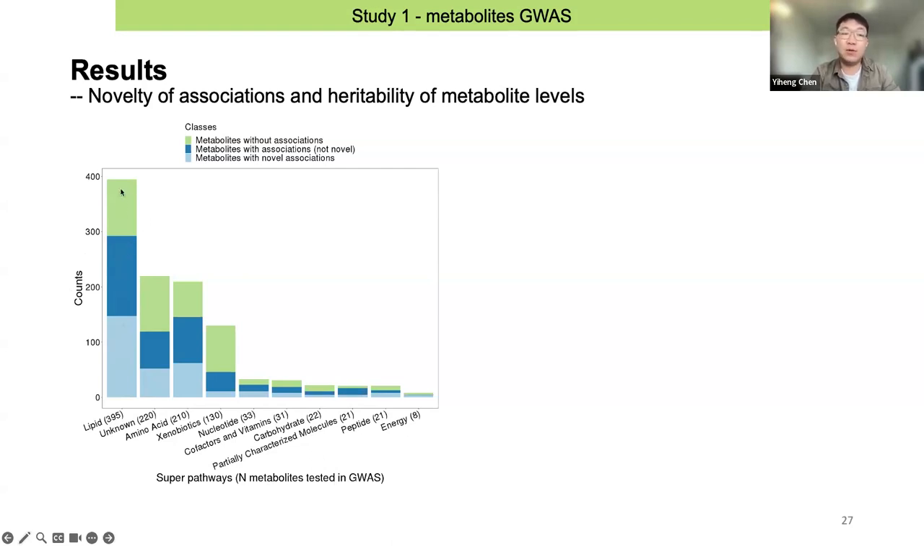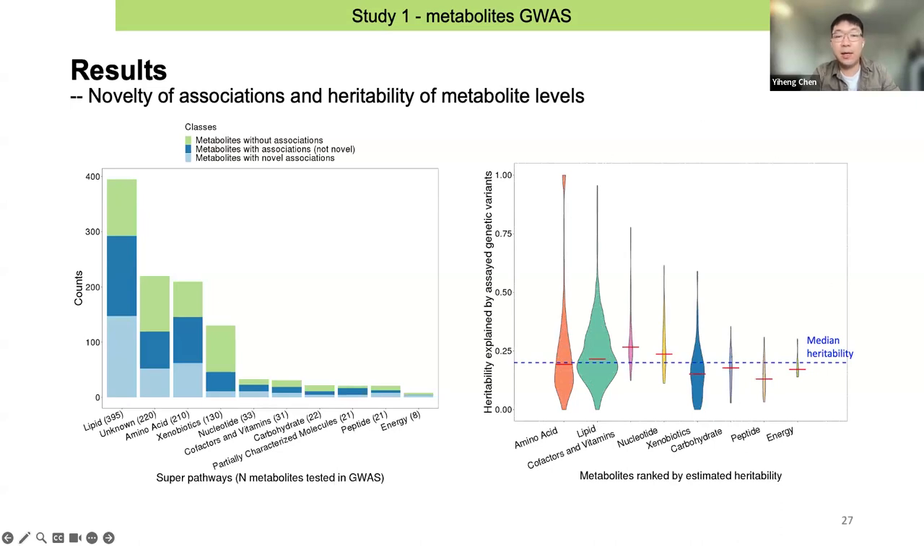And interestingly, we also found maybe 100 metabolites, sorry, some lipids, that do not have significant associations identified in this study. The light green part, which is for the metabolites without significant associations with genetic variants, seems to have a higher proportion of xenobiotics, which are metabolites that you usually obtain from an exogenous source, such as food or medicine.